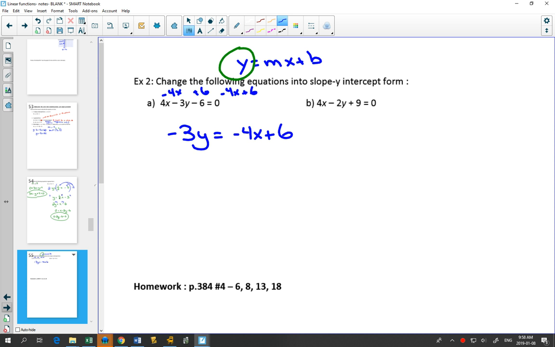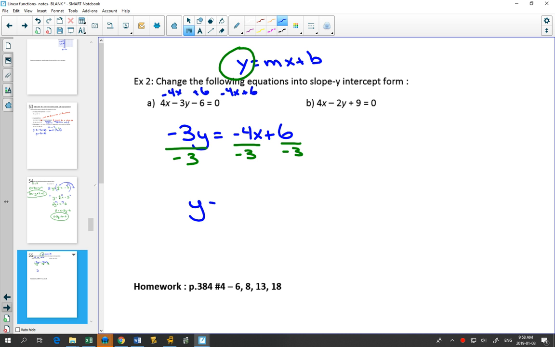How do you get rid of the negative 3? Divide by negative 3. And again, this whole side gets divided by negative 3. This whole side gets divided by negative 3. And when the whole side gets divided by negative 3, each individual term would get divided by negative 3.